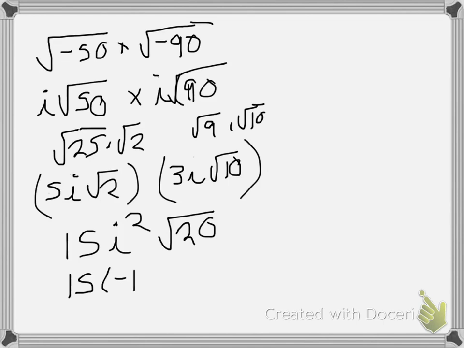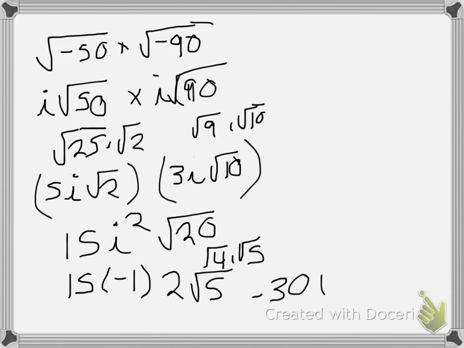So that's -1. Now, the square root of 20, well, that's the square root of 4 times the square root of 5. So we know the square root of 4 is 2, and we've got the square root of 5. Guys, if I'm going too fast, rewind it, watch it again, okay? 15 times 2 is 30 times -1, so I get -30 square root of 5. Okay? And that's the answer for number 6.